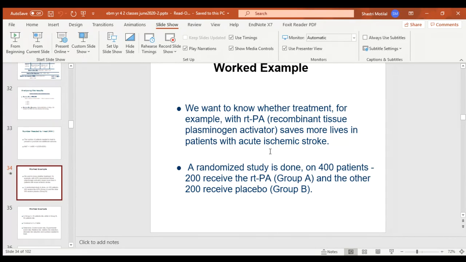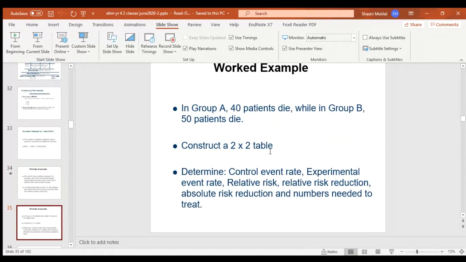The study that would have proved the effectiveness of this was a randomized controlled trial. This, of course, is fictitious, just for the example for you all to work out. So an RCT was done with 400 people. 200 people got rtPA, that was group A, and 200 people got placebo. So group A was the intervention and group B was the control. That is really all you need to write down from this slide: group A, intervention, group B, control, 200 people in each group. And these were the results. In group A, 40 people died, and in group B, 50 people died.